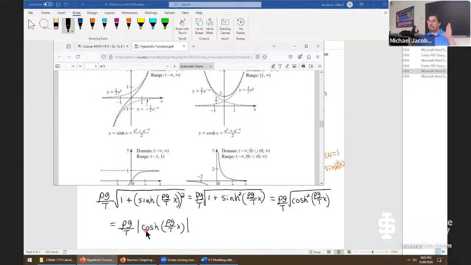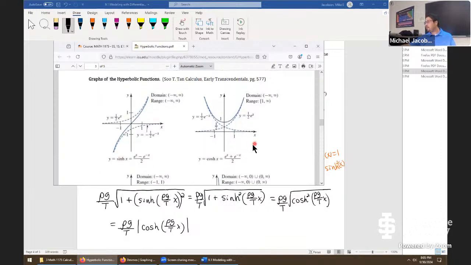If there's absolute values around hyperbolic sine, you can't just drop them because hyperbolic sine is either negative or positive. But hyperbolic cosine is this curve right here. It is always positive no matter what. And so we get to drop absolute values immediately just by knowing the geometry of that hyperbolic function.